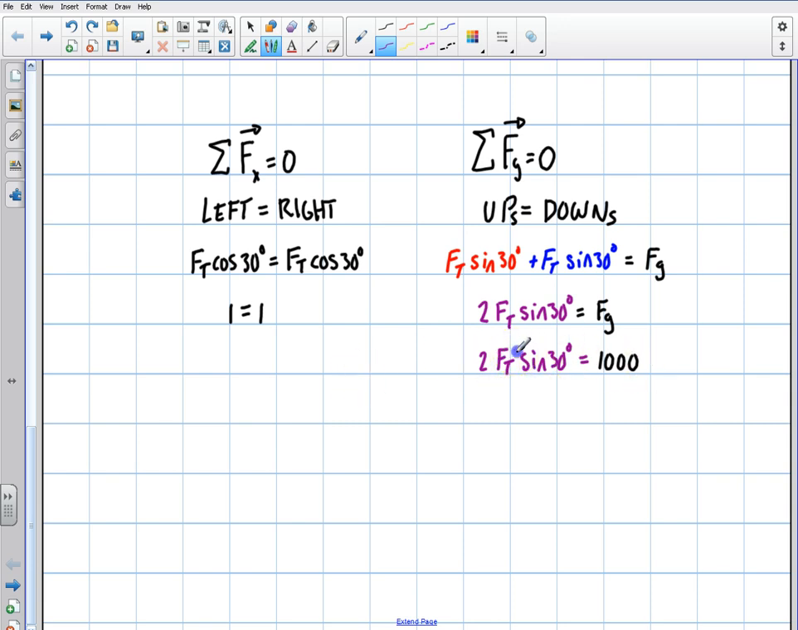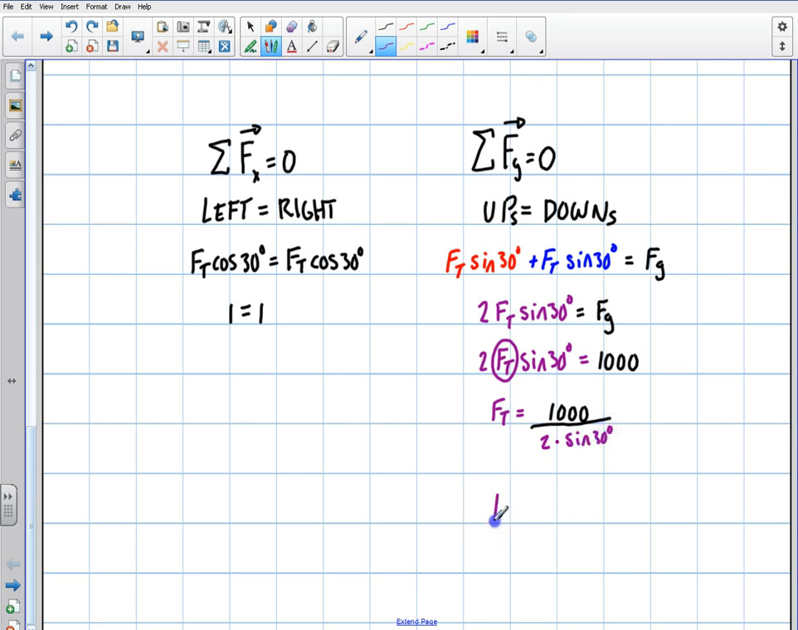So what is my unknown? Well, my unknown is the tension, so I always circle my unknown. Whatever I'm looking for, I want you to circle it. That's what we're looking for, right? So at this point, I can go ahead and start to solve. I can say FT equals 1,000 divided by 2 times the sine of 30, right?